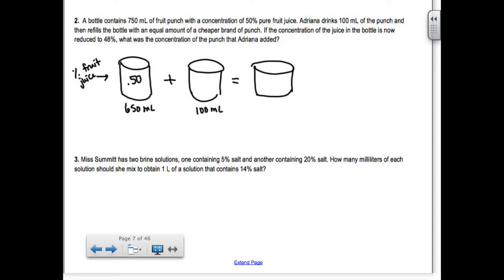Okay. We don't know the concentration of that cheaper brand, but now it says the concentration of the juice in the bottle is now reduced to 48%. Does that make sense? It's like more watery. There's not as much fruit juice in it. So she's kind of watered it down. And she now has a total of 750 milliliters, right? So these amounts down here should always make an equation. So see how 650 plus 100 equals 750. That should always happen. Like this should add up.